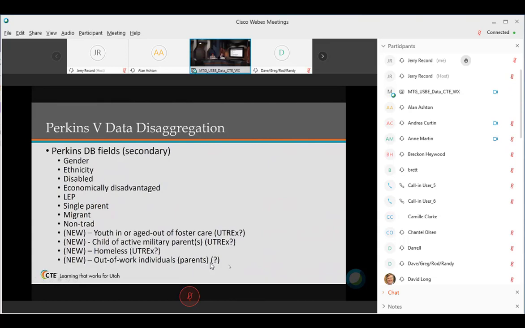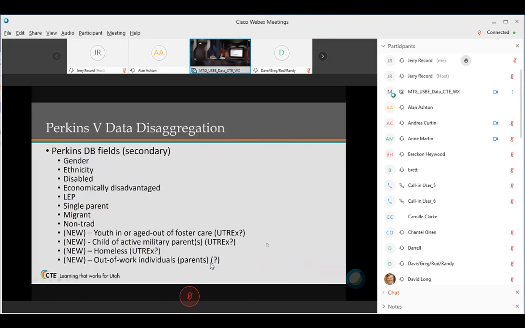It was decided in the post-secondary meeting that they were unable to collect any of the new ones or migrant. They haven't been collecting migrant before this, and for good reason. They had a pretty good explanation of why they don't collect these or why they can't collect the new ones. So we'll look into the out-of-work individuals, see how feasible it is to collect those data. If we are, then they'll be included in the new reports.